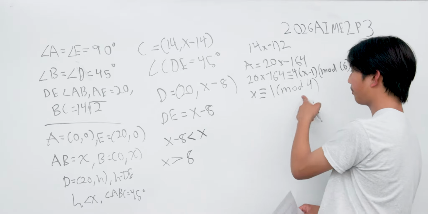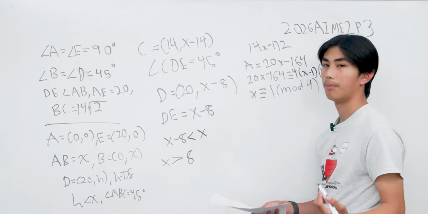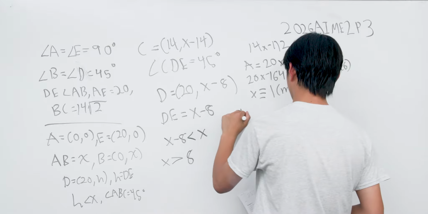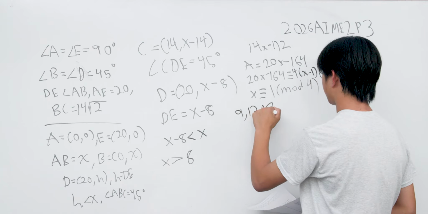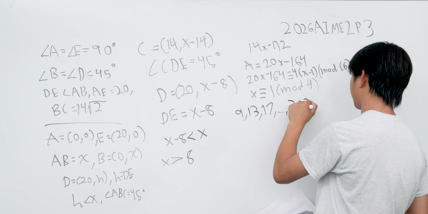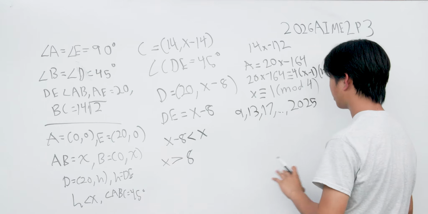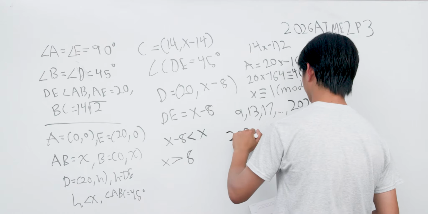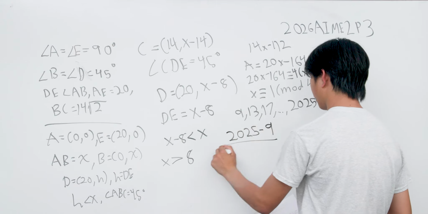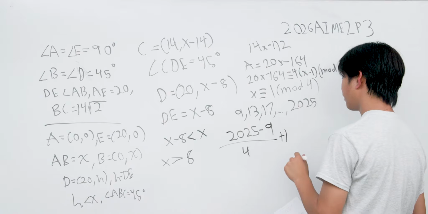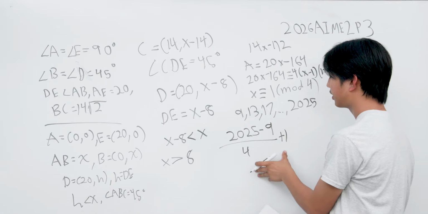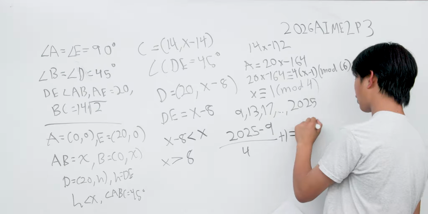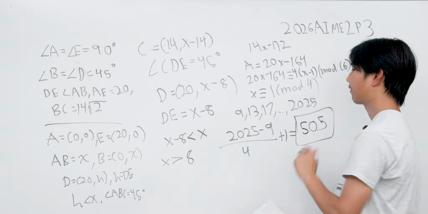Now, from this we have the values that we want to find. So we have 9, 13, 17, all the way to 2025. We want to find how many there are here. So we do (2025 minus 9) over 4, plus 1. And this is a formula from arithmetic sequences because this is an arithmetic sequence. This gives us 505 numbers, which is our answer for this problem.